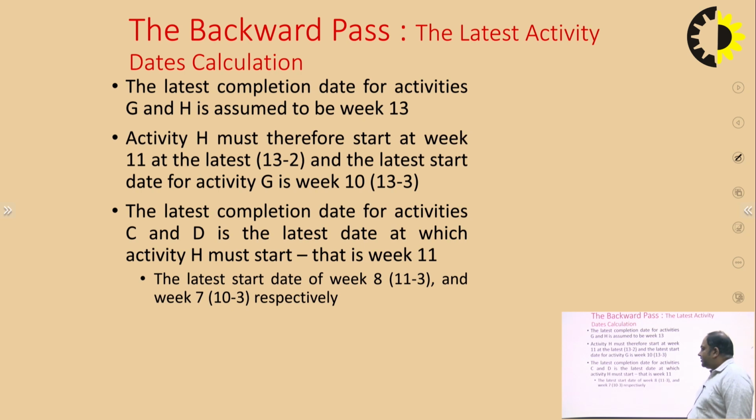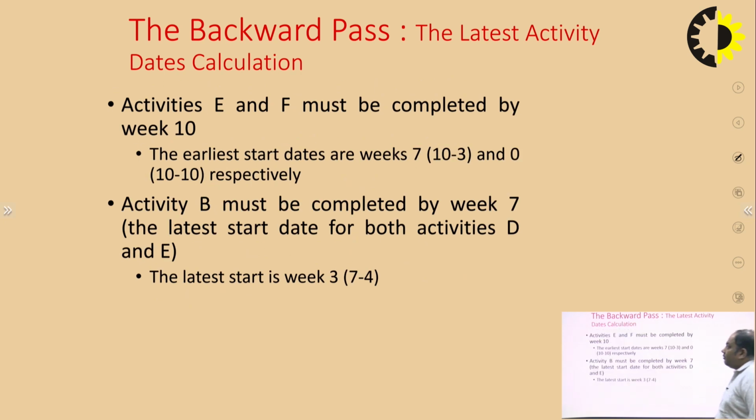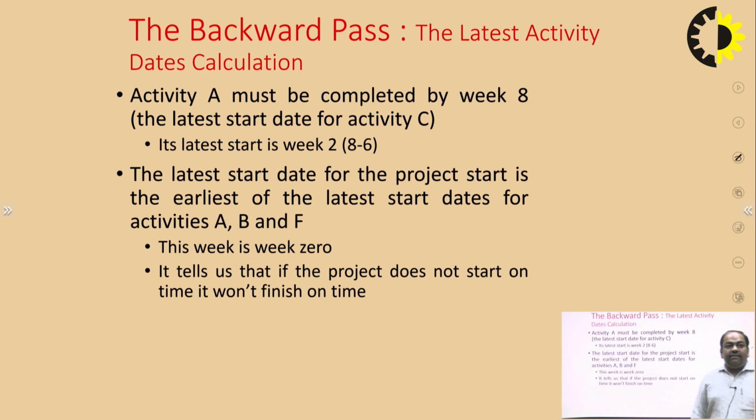Now we come to another step, which is that the latest completion date for activities C and D is the latest date at which activity H must start, that is week 11. So the latest start dates are week 8, 11 minus 3, and week 7, 10 minus 3, respectively. Activities E and F must be completed by week 10. Activity B must be completed by week 7. Activity A must be completed by week 8. And the latest start date for project start is the earliest of the latest start dates for activities A, B and F. So that is week 0.